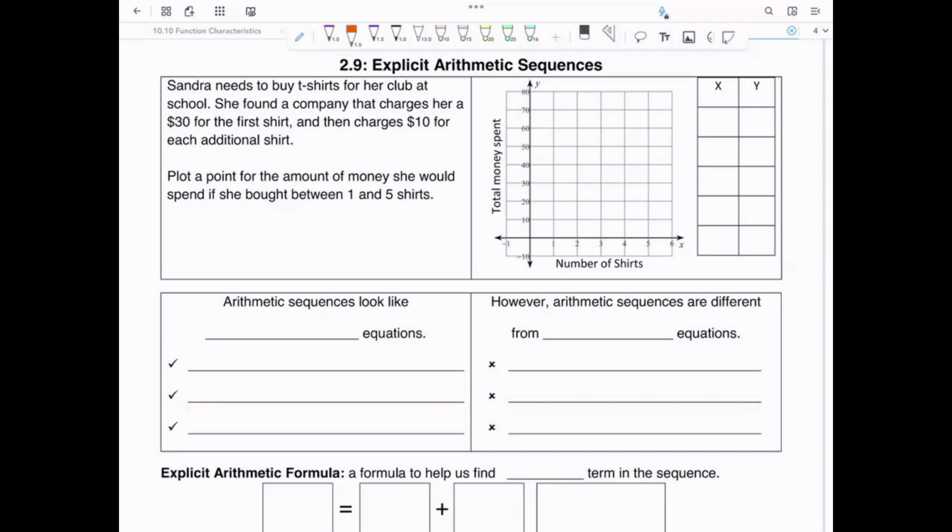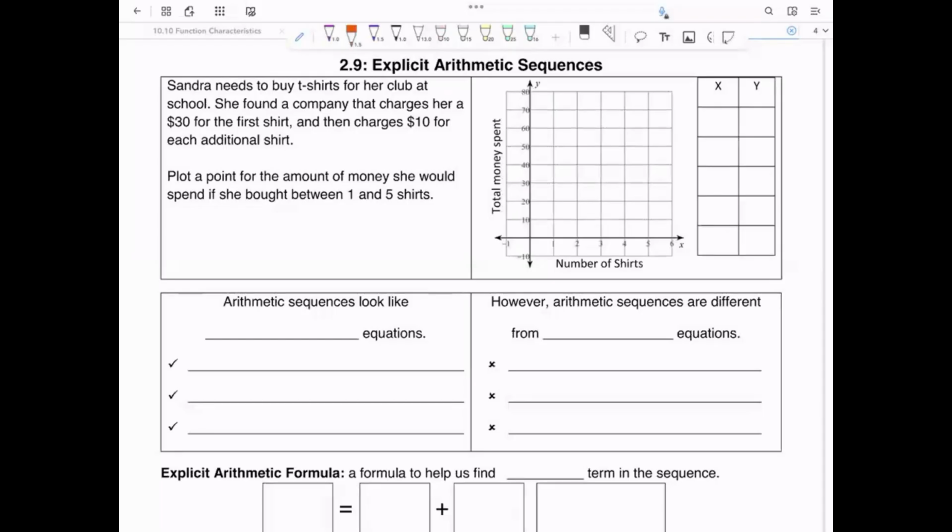Sandra needs to buy t-shirts for her club at school. She found that a company charges her $30 for the first shirt and then charges $10 for each additional shirt. So we want to plot a point for the amount of money she would spend if she bought between 1 and 5 shirts.